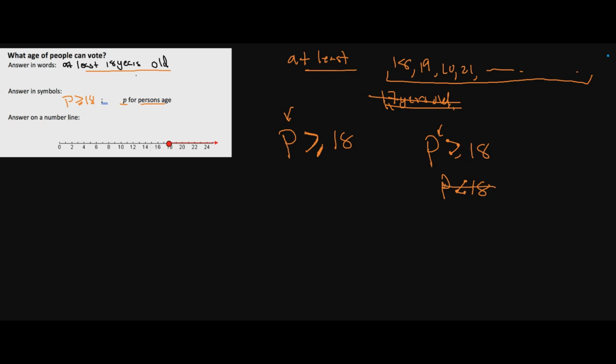But anyways, here's our answer on a number line. We fill in the circle when you have this equal to. Well, you can be equal to 18, and then we fill it in this way so that you can be as long as you're older. Notice how to the left is completely blank because you cannot be any of these ages to vote.